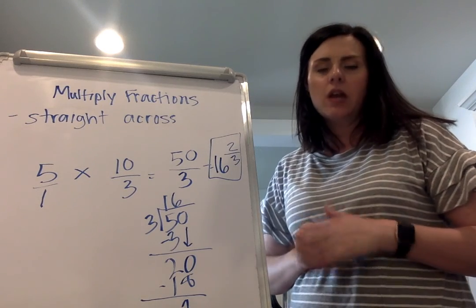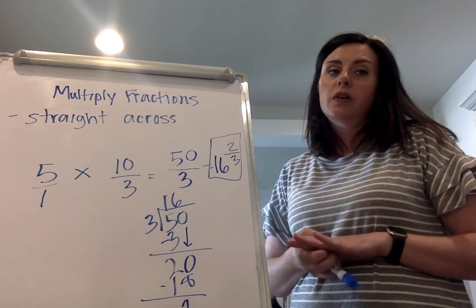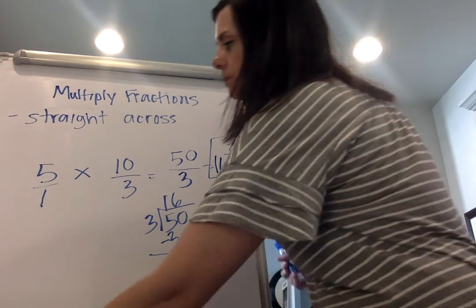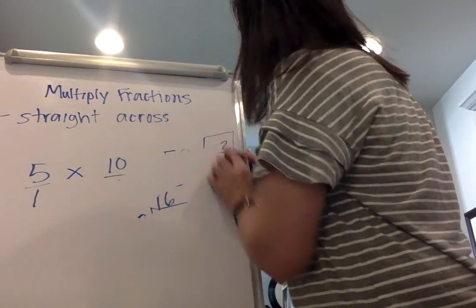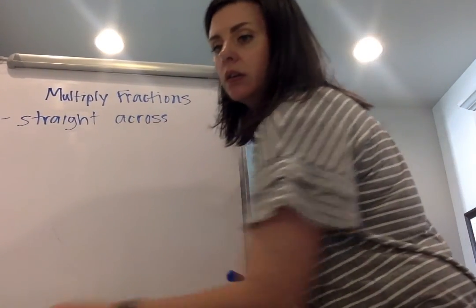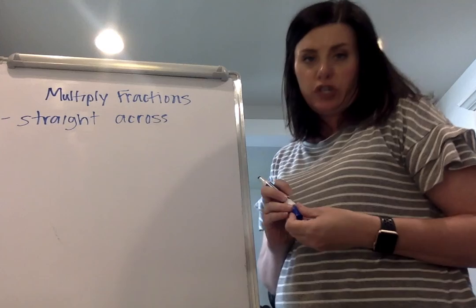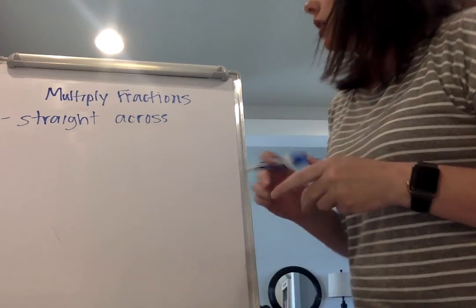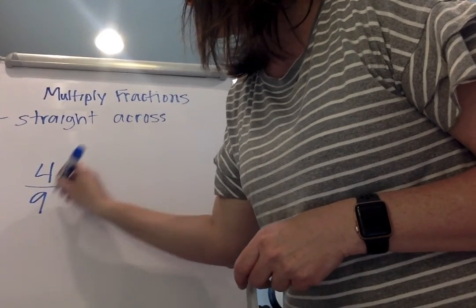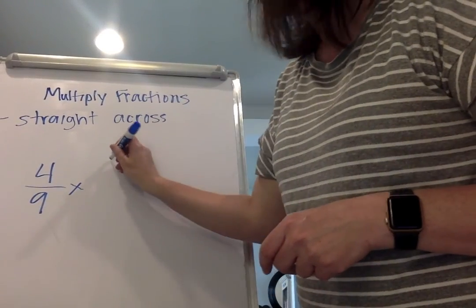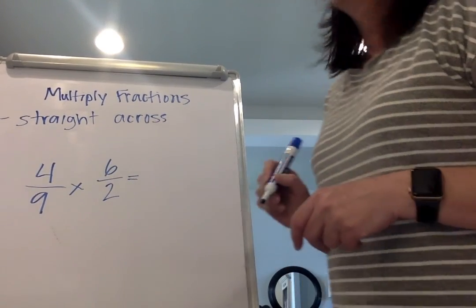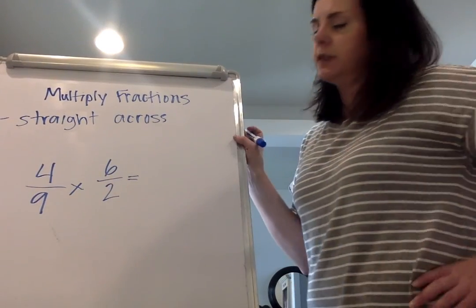Okay. Let's look at one last part of multiplying fractions. That's going to make it easy for us. It's called cross-reducing. So let me do another problem. Let's do 4 ninths times 6 halves.